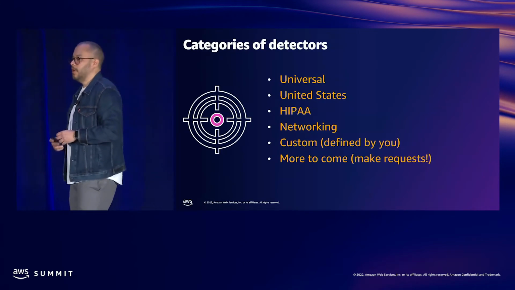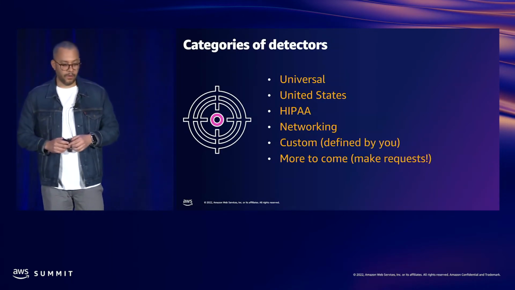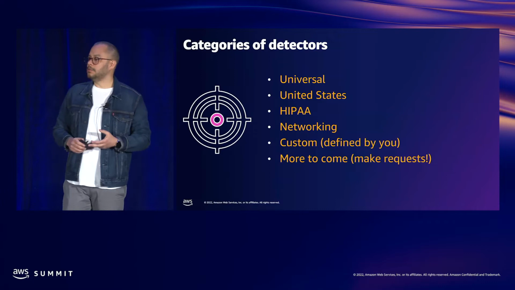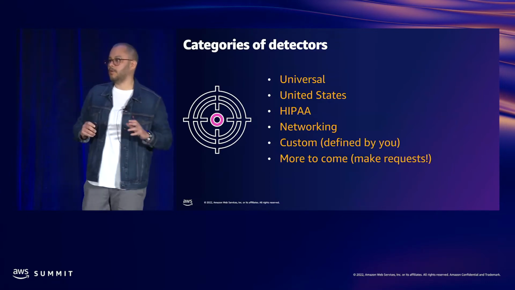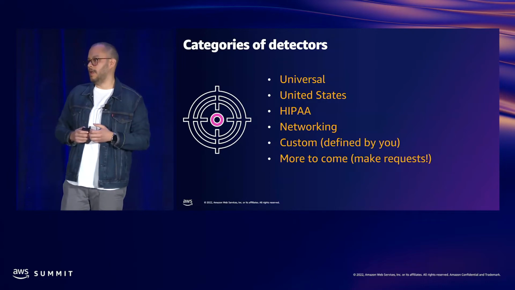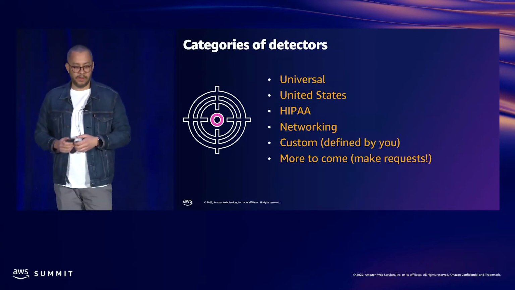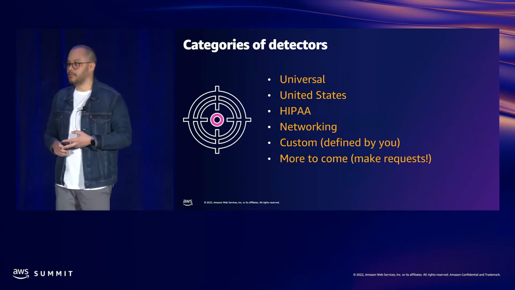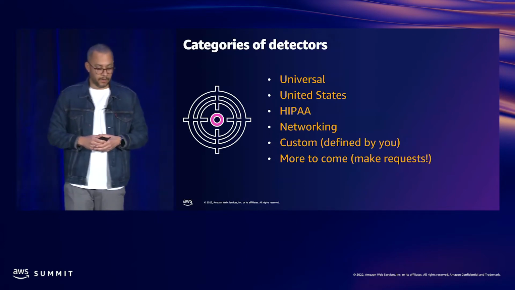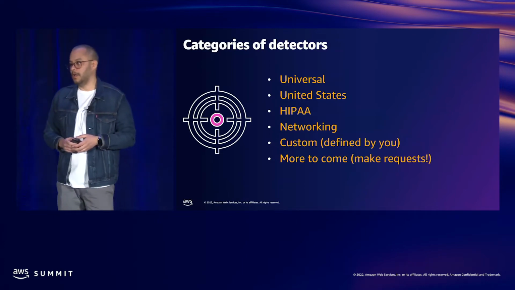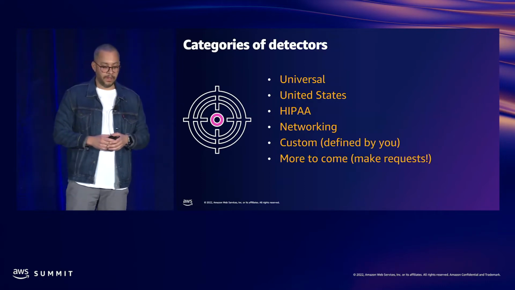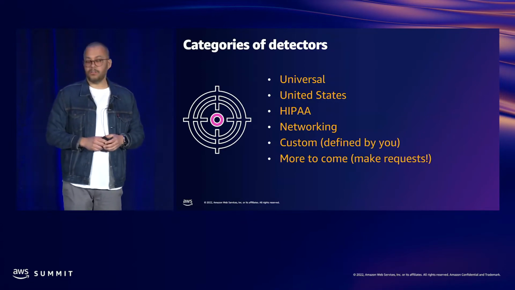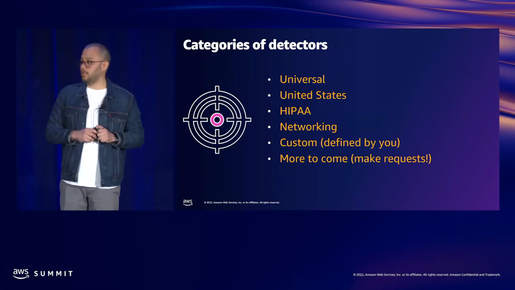As I mentioned before, we offer different categories for the detectors. We have universal, for example, person name, email, and so on. This category applies regardless of the regulation or the use case. We have United States entities, for example, driver license, phone number, and so on. Social security number, this is a very popular one. HIPAA, we offer around 7 or 8 different entities related to HIPAA. Networking, MAC address, IP address, and so on. And again, the custom entities, the ones that you can create based on your use case.